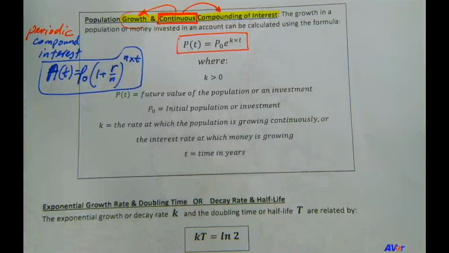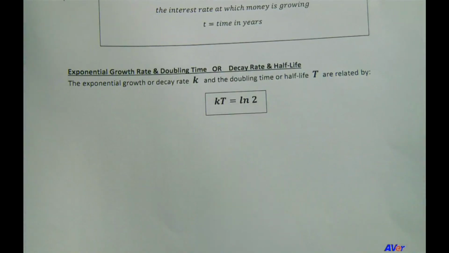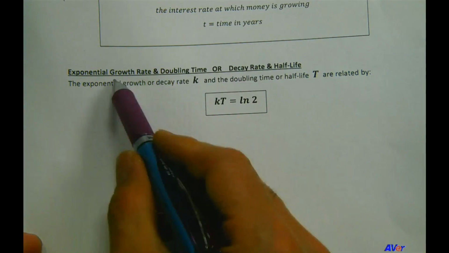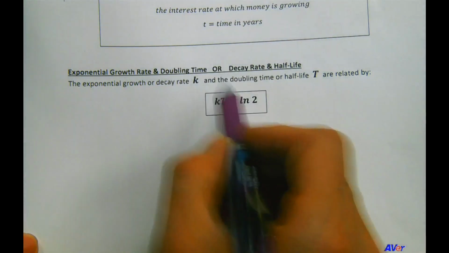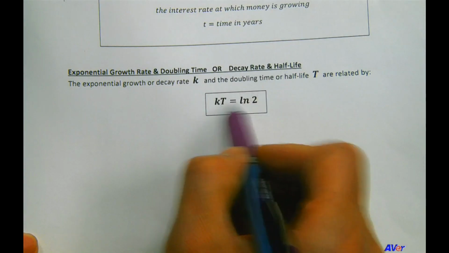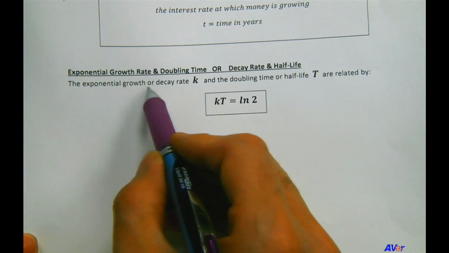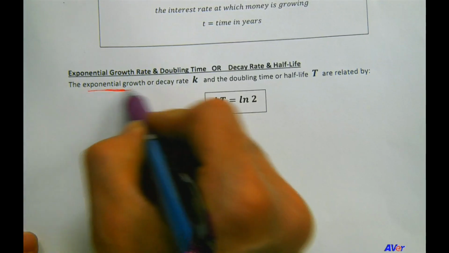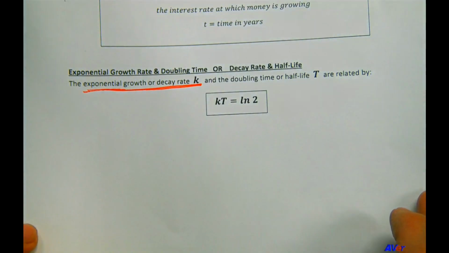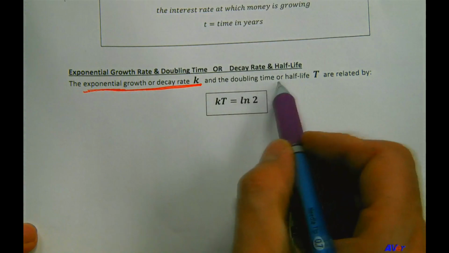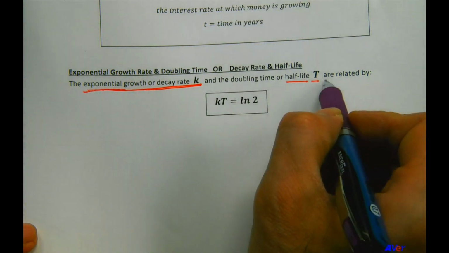So that's one of the two formulas that we are introducing in this section. Another formula that we're learning about in this section is this one. kT equals natural log of 2. So what does this formula represent? So exponential growth rate or doubling time, that would be T, or decay rate and half-life are related in this form. So the exponential growth or decay rate, that would be k. That's the definition of k given to us right there. The exponential growth or decay rate is called k in this formula, and the doubling time or half-life is called capital T, are related by this formula.